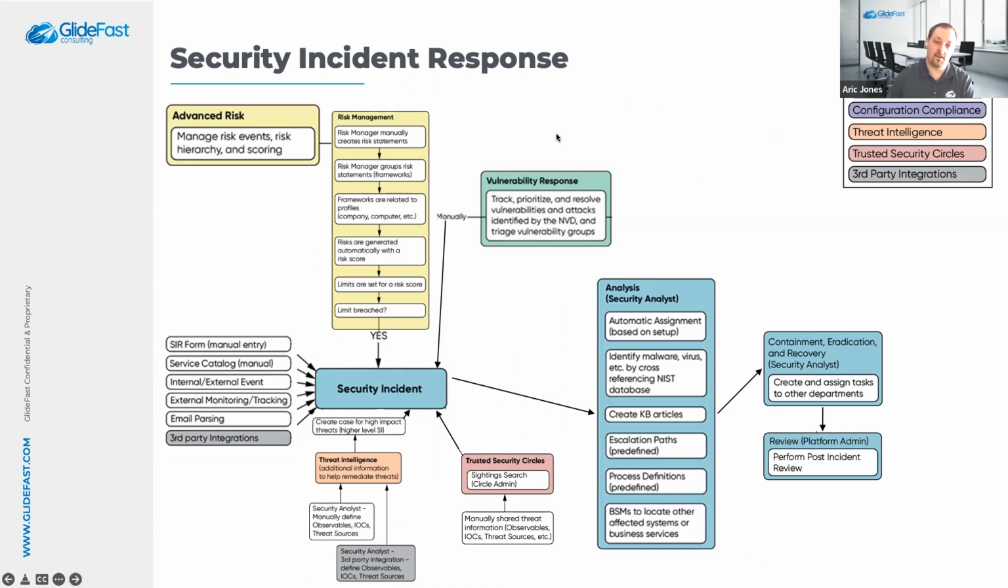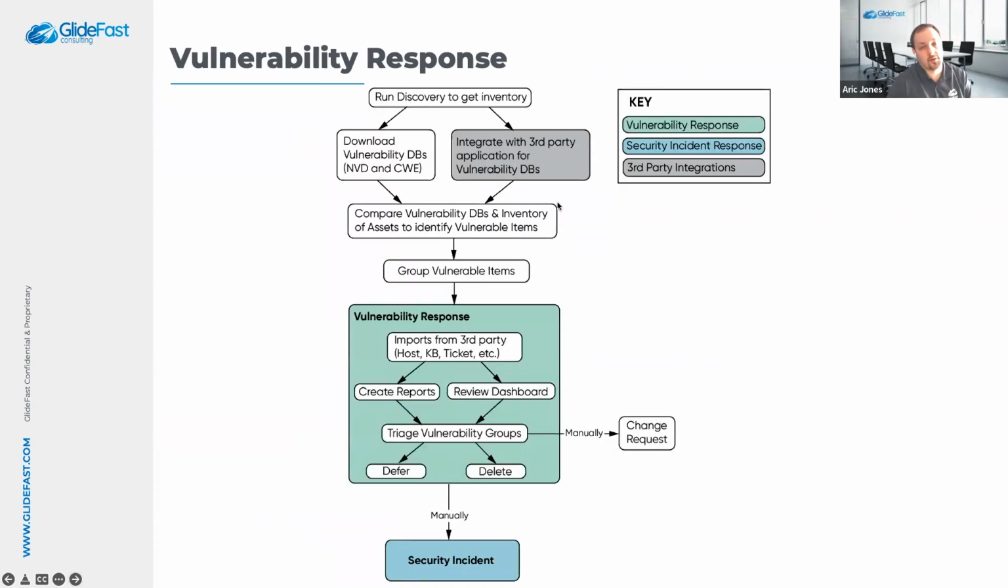We can also feed vulnerability response into this, where now when we talk about security incident, we talk about something happening actively against or in our environment. Vulnerability response is now seeking to prevent those from being exploited. Vulnerabilities are not necessarily incidents, and they're not necessarily breaches, because there's not necessarily always an activity against it.